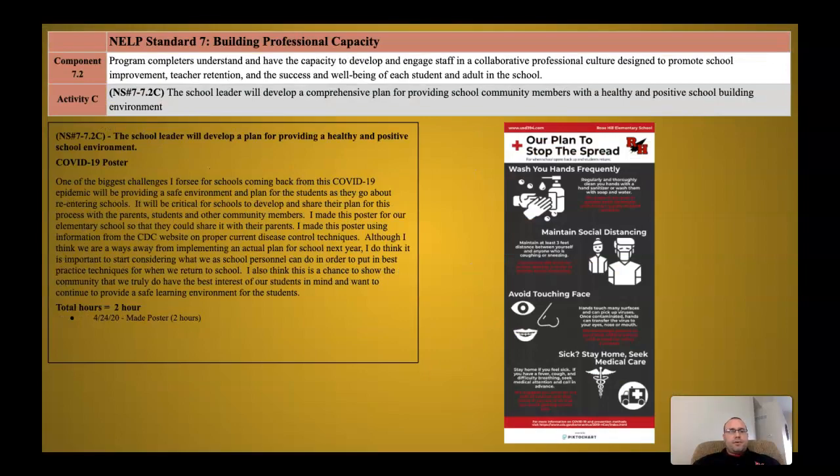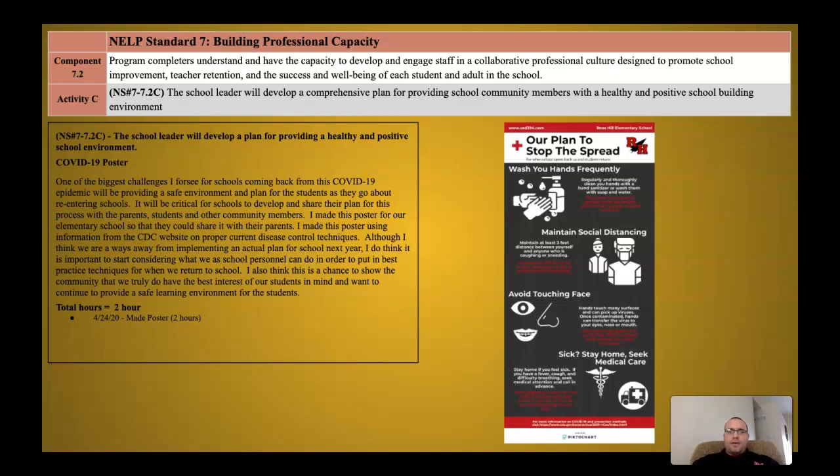Next standard was 7.2C. The school leader will provide or develop a plan for providing a healthy, positive school environment. With this, I went ahead and made a COVID-19 poster of our plan to stop the spread, covering some basic steps we'll have to address when we have students coming back into our schools. One of those would be washing our hands frequently. I said that it would be important for our school to show that we have hand sanitizer available in each classroom.